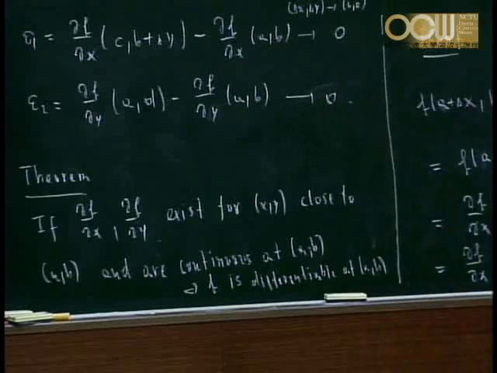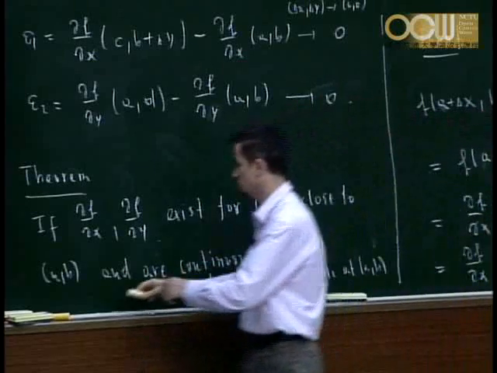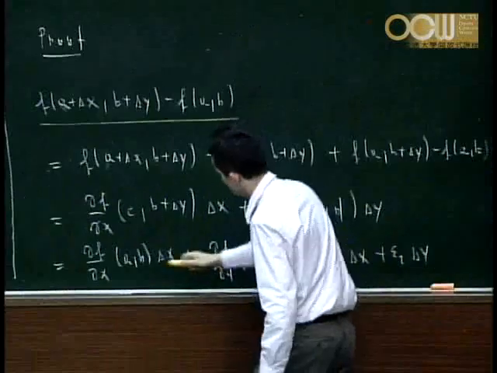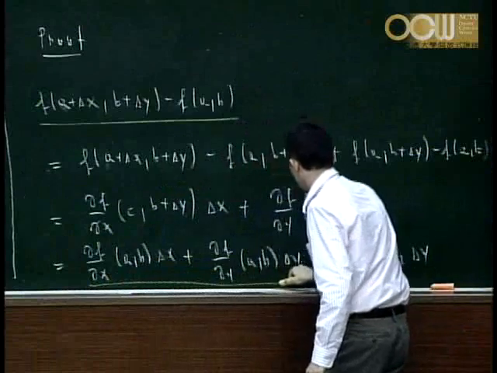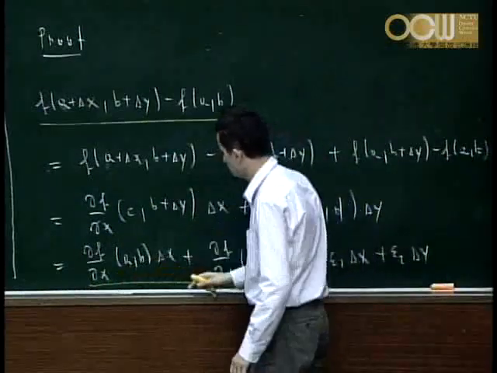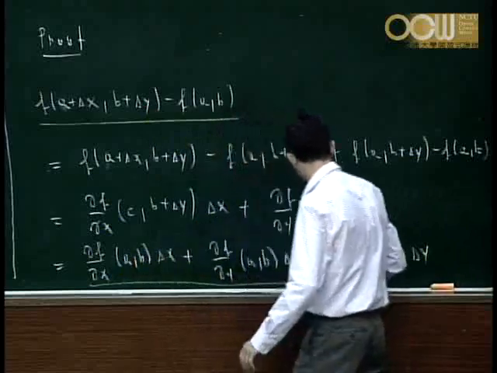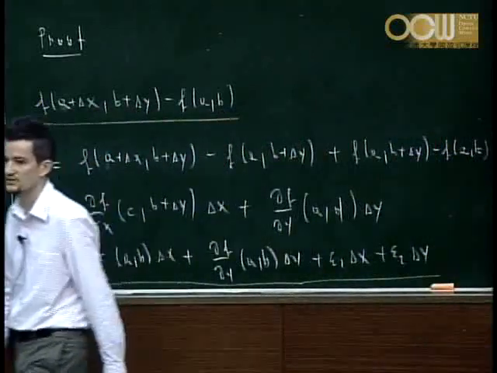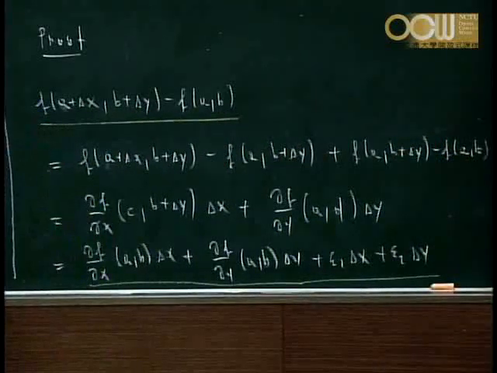Because this is what I have to prove: I have to show that I can write the difference as the linear part, this is not really the linear approximation, plus something which is getting small as delta x and delta y tend to (0, 0). And this I have done.